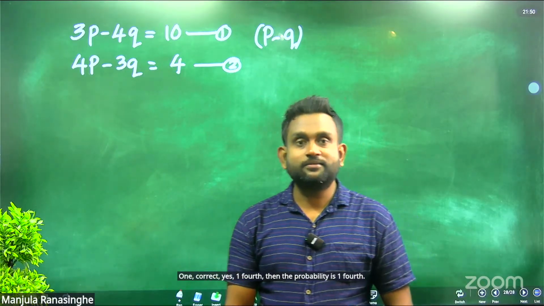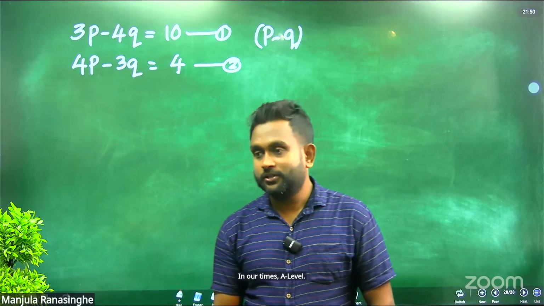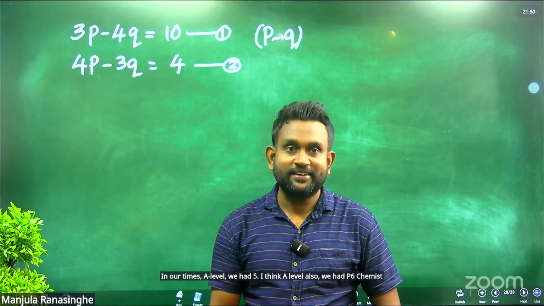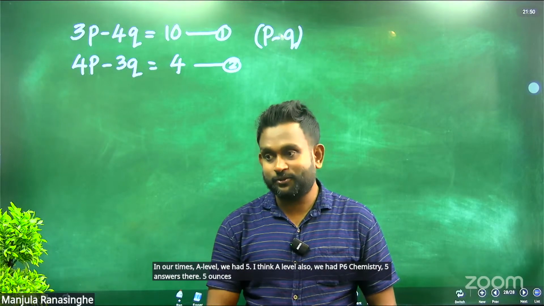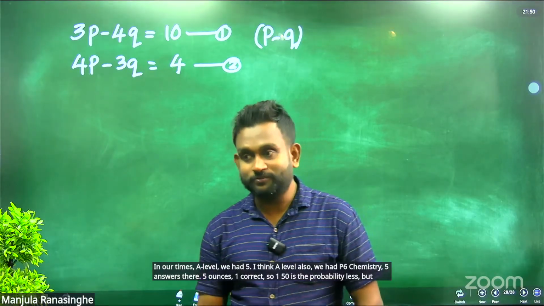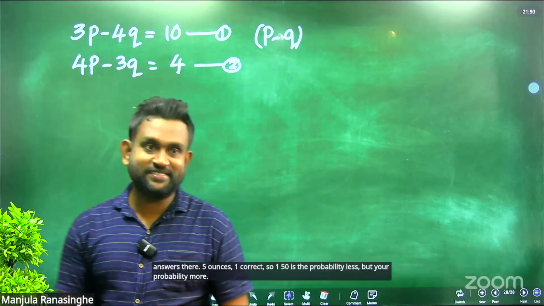In our times, A level we had 5. I think A level also we had physics, chemistry, 5 answers there. 5 answers, 1 correct, so 1/5 is the probability. Probability less, but your probability is more because there are only 4 options.